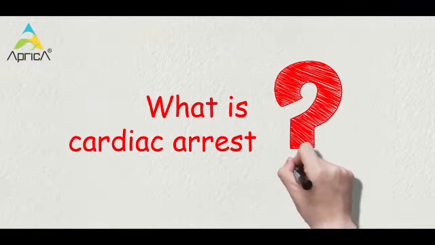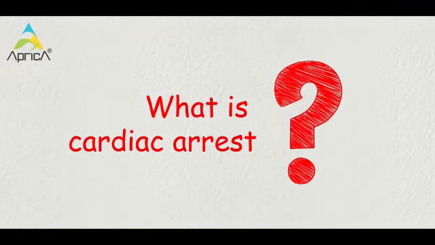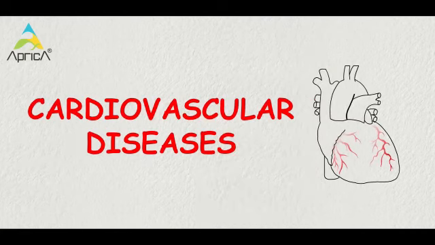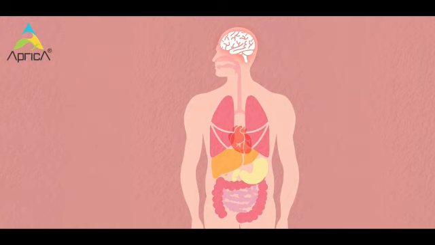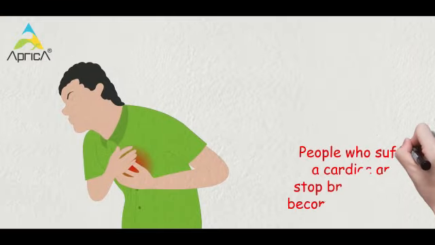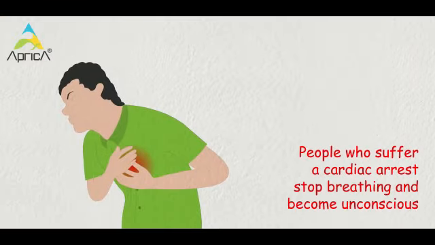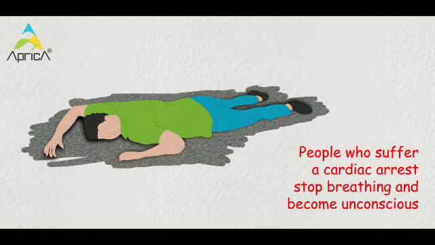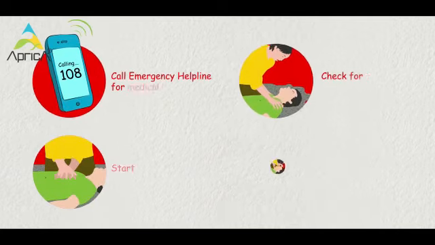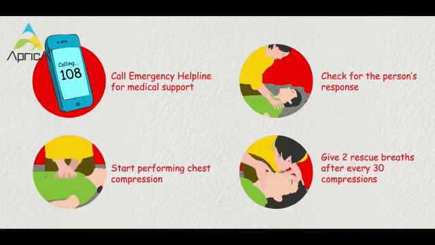What is cardiac arrest? A cardiac arrest happens when a person's heart suddenly stops beating. This event stops the flow of blood to important organs throughout the body, including the brain. People who suffer a cardiac arrest stop breathing and become unconscious. A timely help and aid to a patient suffering from a SCA can save a life.